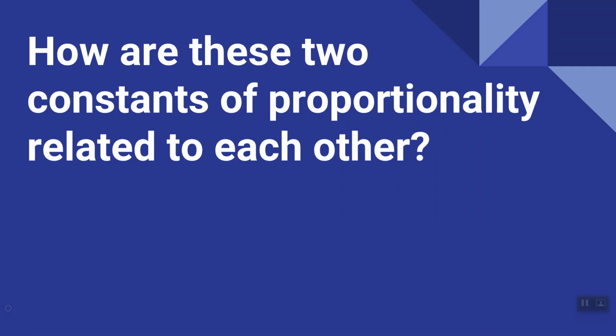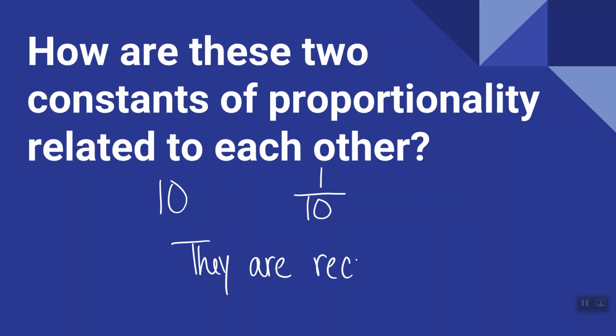So how are these two constants of proportionality related? Remember what they were. The first constant of proportionality was 10, and the second is 1/10. To get from centimeters to millimeters, we multiplied by 10, and to get from millimeters back to centimeters, we multiplied by 1/10. These constants of proportionality are related because they are reciprocals. You might want to write that down in your notebook somewhere. They are reciprocals. Whenever you have one relationship going one direction and then you go the other direction with that same relationship, the constants of proportionality will be reciprocals.